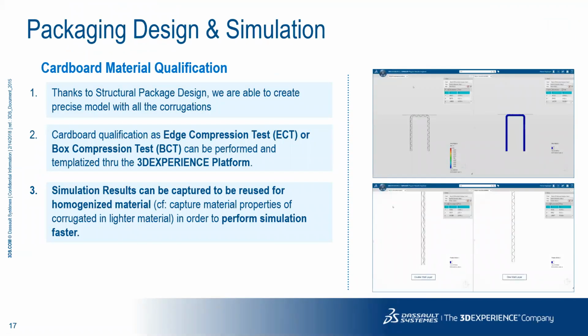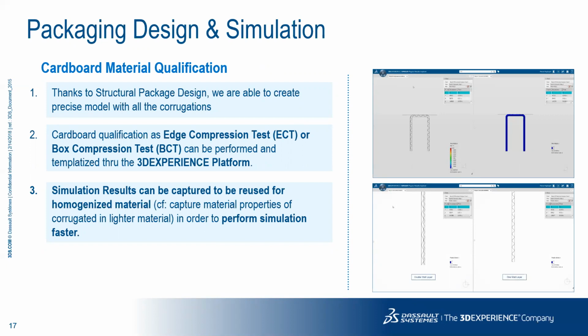What we are trying at Dassault Systemes is to make it simpler and simpler to define most of the common workflows experienced in industry. Inside of the structural package design, there are some CATIA apps which will allow you to build this workflow much more easily. The two crucial tests, as I mentioned, are the edge compression test and the box compression test. That can be performed, templatized, on the 3DEXPERIENCE platform, and you can reuse those templates.